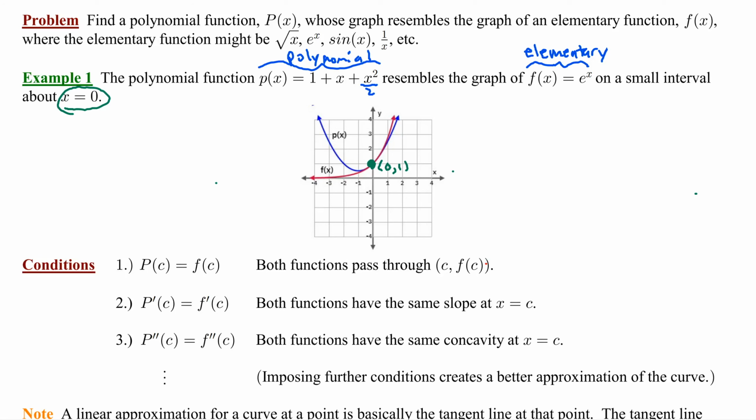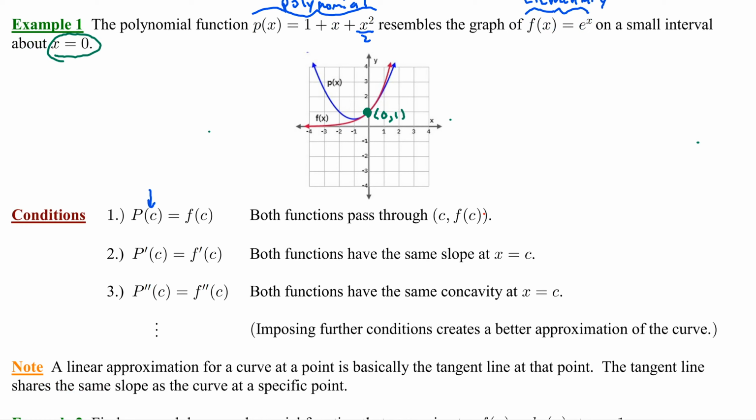Well, our replacement polynomial function would have to satisfy some conditions. First of all, number 1, the polynomial function p evaluated at some specific input value, which we're calling c, would have to match the elementary function's value at c as well. This simply means that both functions pass through a common point. In the case of example 1, both functions contained the point 0, 1. Also, condition number 2, p prime of c would have to equal f prime of c. That is, both functions have the same slope at x equals c.